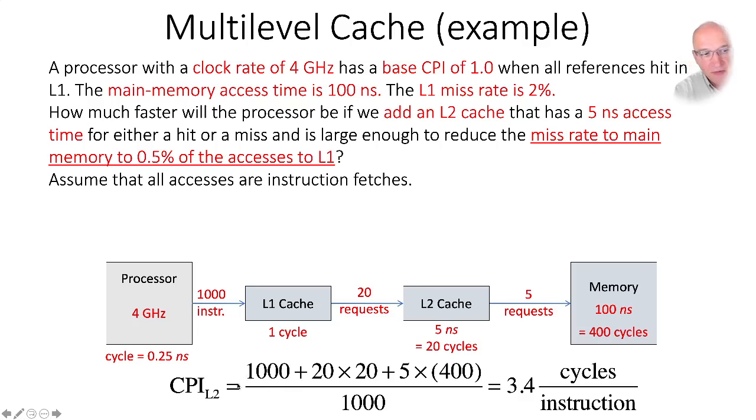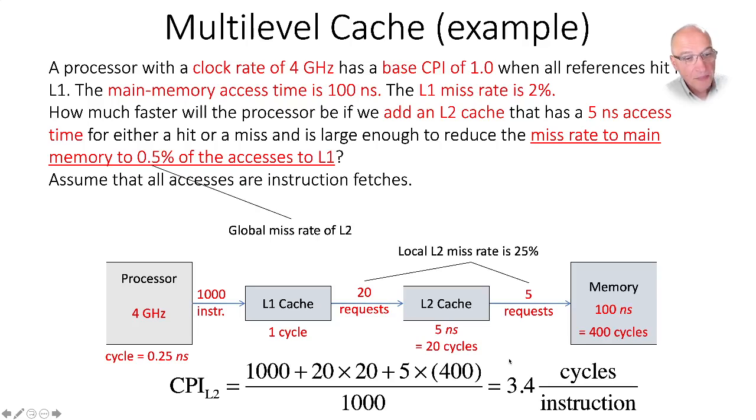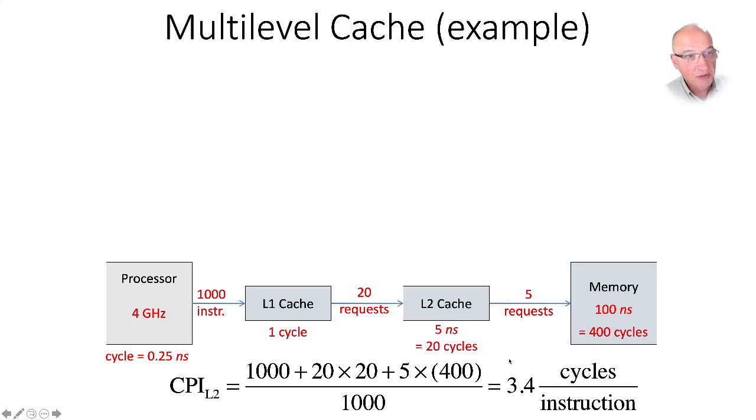So now the CPI for L2 will be the 1,000 cycles that I need to execute these instructions here in the L1, plus 20 times 20 because I have 20 requests that each require 20 cycles in the L2, plus 5 times 400 because I have 5 accesses that will require 400 cycles in the main memory, and that gives me a CPI of 3.5. Comparing with the previous, that was about 9. So the local miss rate of L2, as I pointed out, would be 25%.